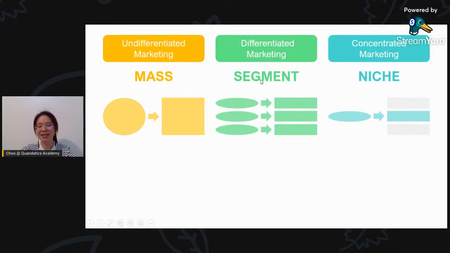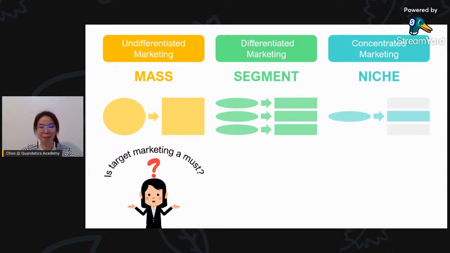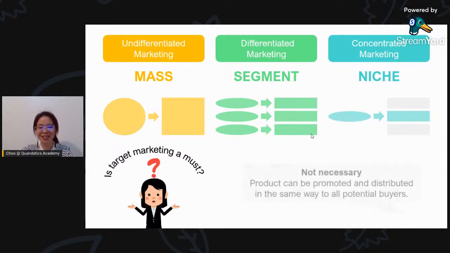So we have mass, segment, and niche marketing, right? You can see that clearly in the comparison between mass, segment, and niche. Do you still remember the question I asked earlier in the talk today? I asked, is marketing a must? My answer is that it is not necessary for a business to choose target marketing, because the business can promote and distribute the product in the same way to all the potential buyers.